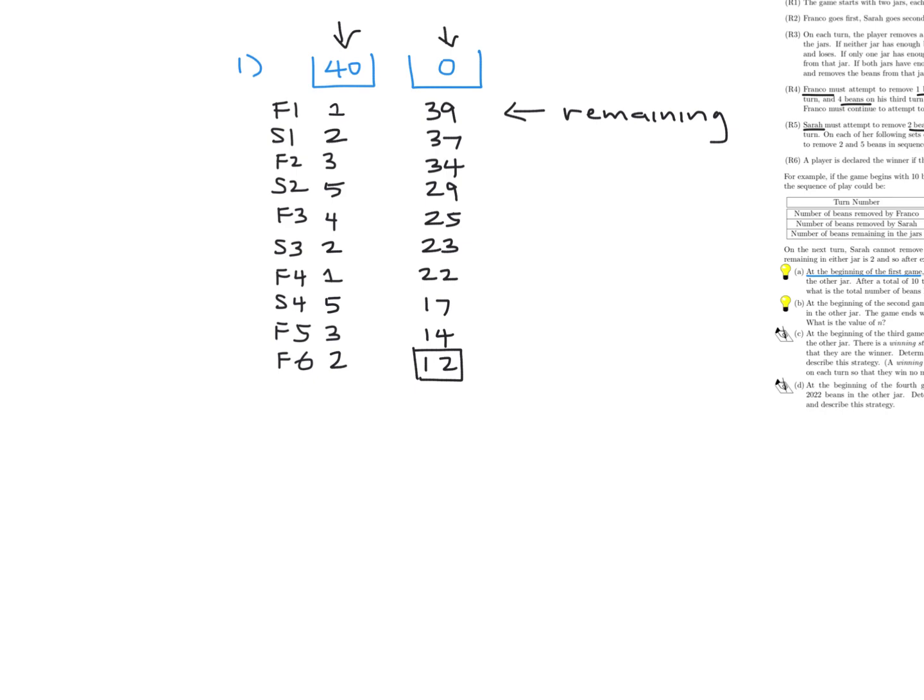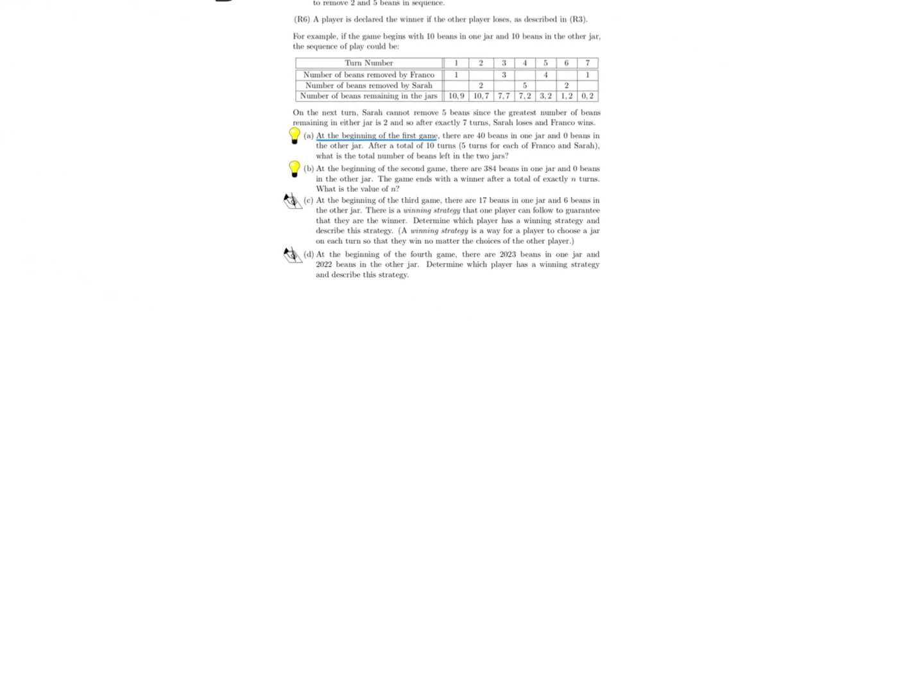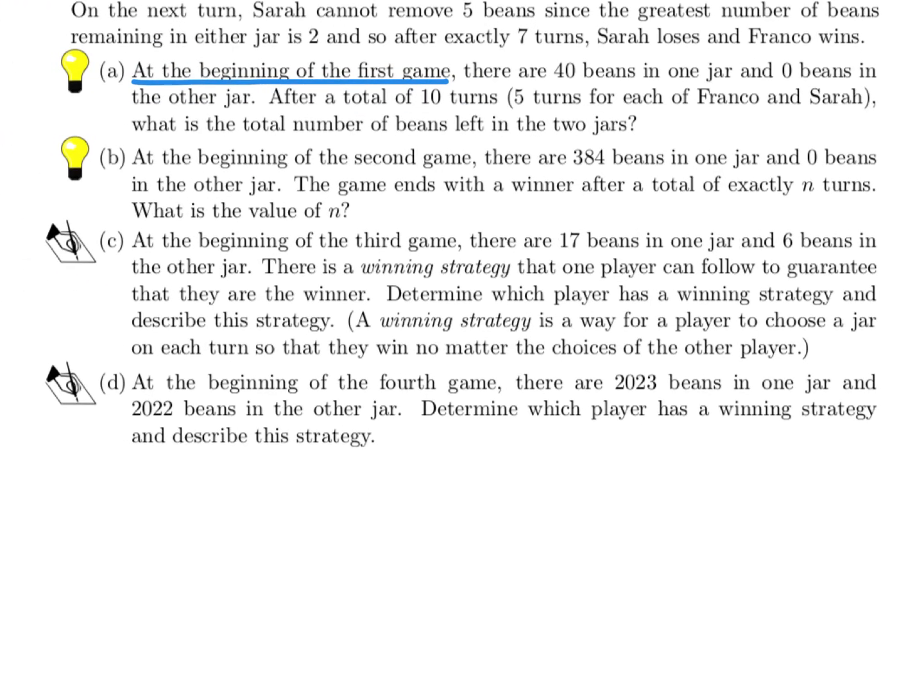So as I said, I think an example explains this better than reading the question, because reading the question will mean essentially nothing. Okay, B. At the beginning of the second game, there are 384 beans in one jar and 0 beans in the other jar. The game ends with a winner after a total of exactly n turns. What is the value of n?